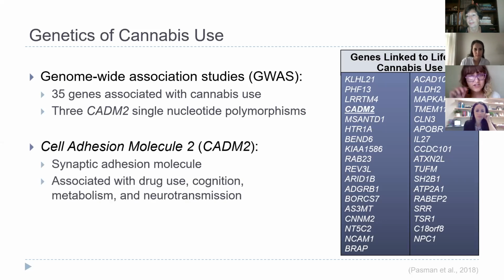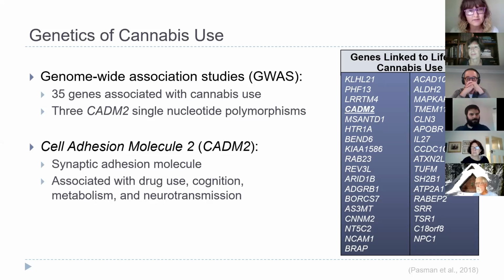Among these candidate genes, CADM2, or cell adhesion molecule 2, represents one of the most promising targets because it's one of the only genes that has been replicated across these studies, and 3 polymorphisms within this gene have been linked to the risk of lifetime cannabis use.